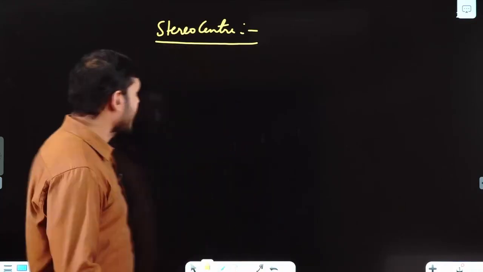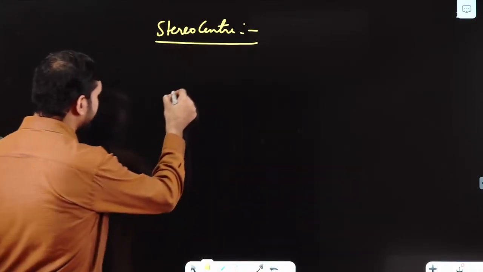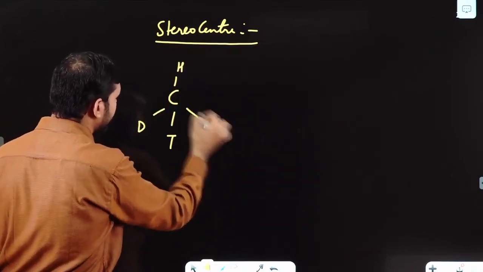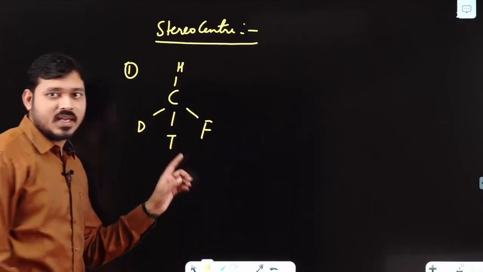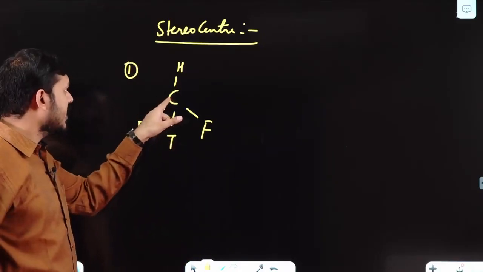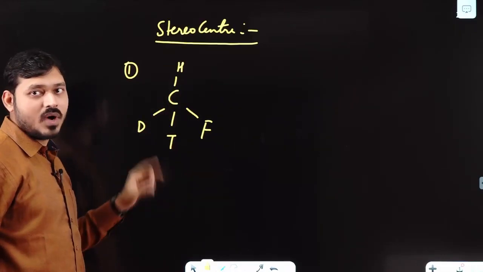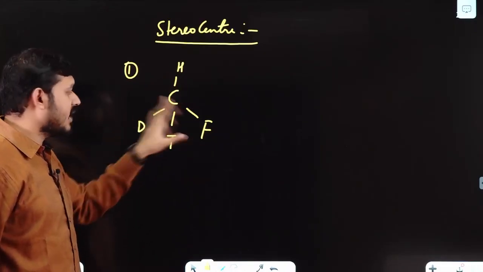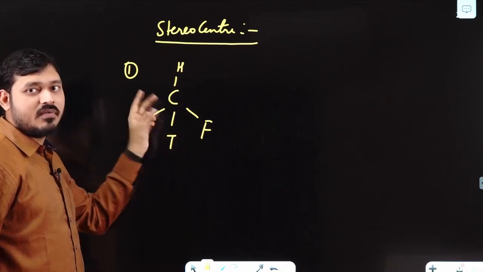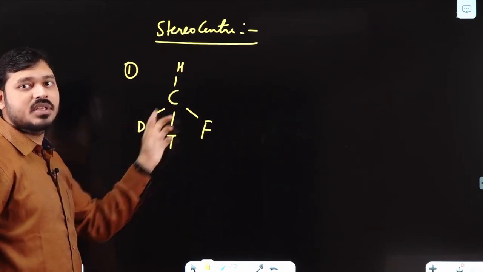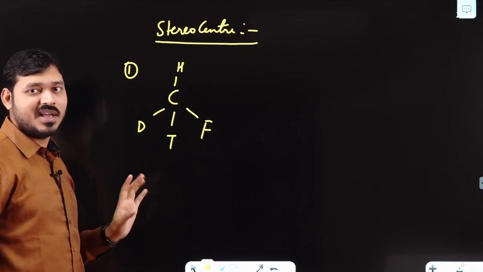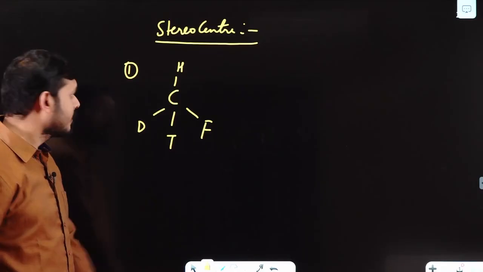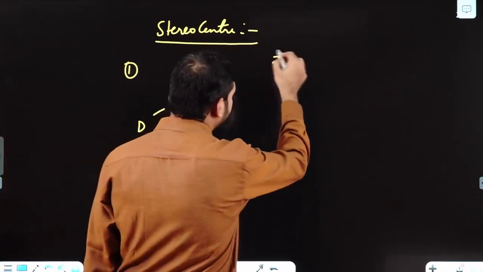First of all, let me give the example H, D, T, F. Now in this you can say that this carbon is a stereo center. Why? Because from this carbon atom, if you interchange this hydrogen and fluorine, then one interchange will give you a stereoisomer of this compound. Clear? So from every atom you have to check in this way. Let me give you another example.